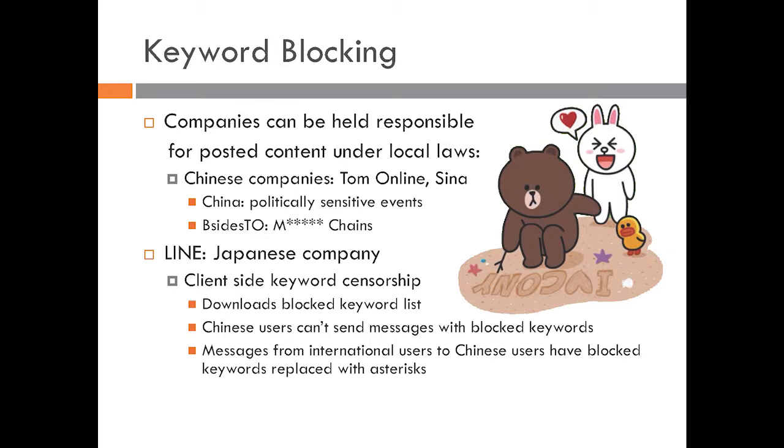Another app that we started noticing is called Line. This is a little different because it's made by a Japanese company. For them to expand into China, what they started doing was implementing keyword censorship as well. Thankfully, they do this on the client side, so we can actually see all the words that they are censoring and get a good view into the political climate that way. They don't allow Chinese customers to send messages to anyone else that use these blocked keywords. It just says, hey, you can't send that message.